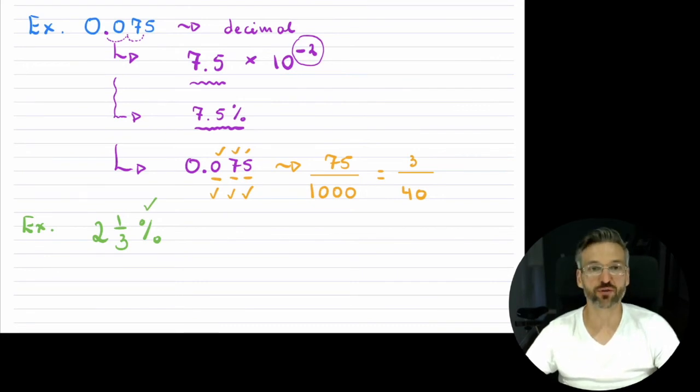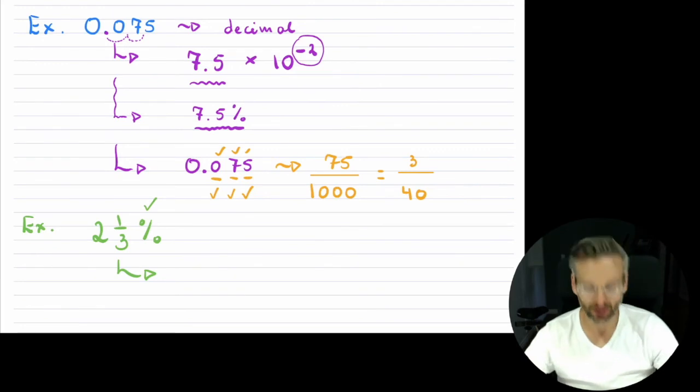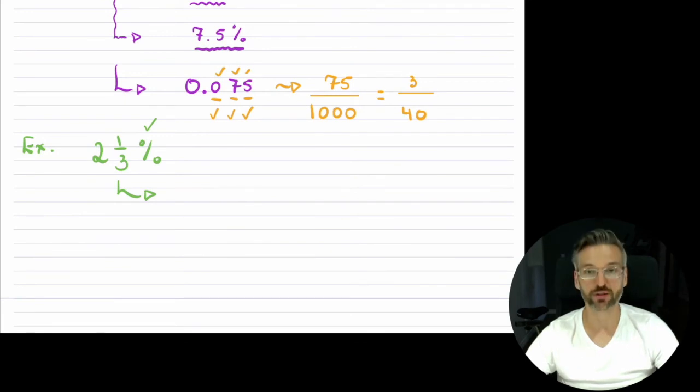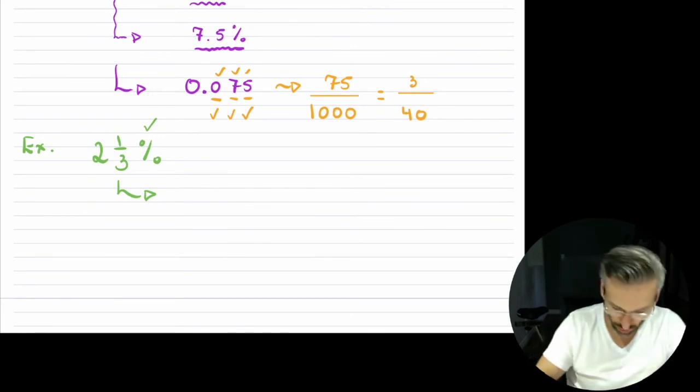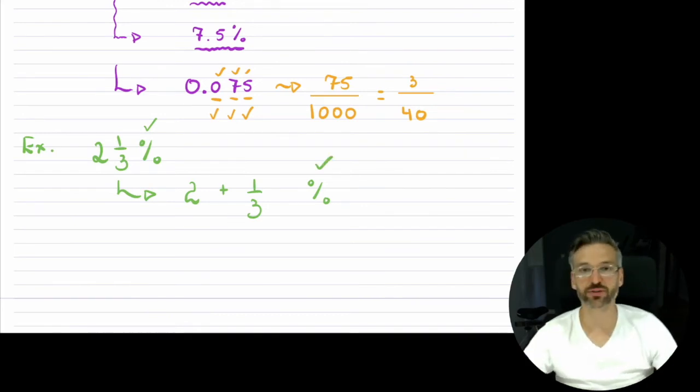So now let's convert this percent. And again, we're going to be converting it back to all the other representations. You should be able to do that. So we have 2 1/3 of a percent. Now, don't forget that this means 2 and, which means plus, 1/3 of a percent. So we'll worry about the percent after.